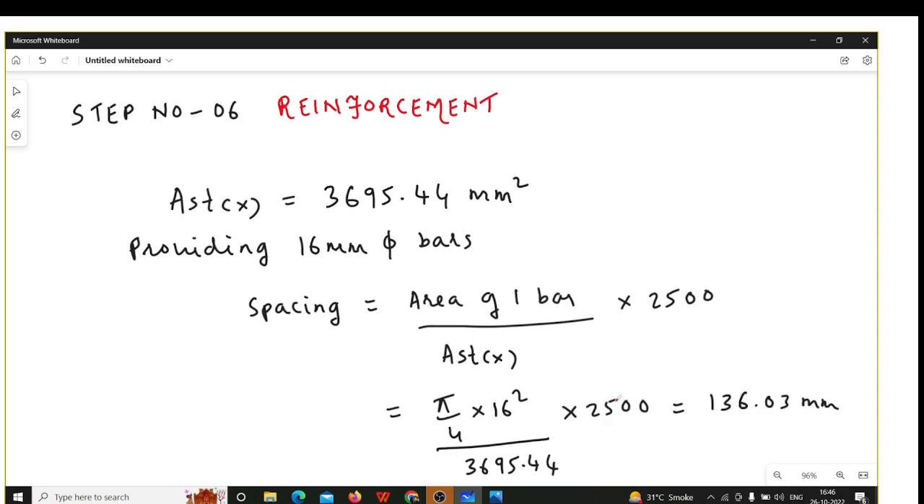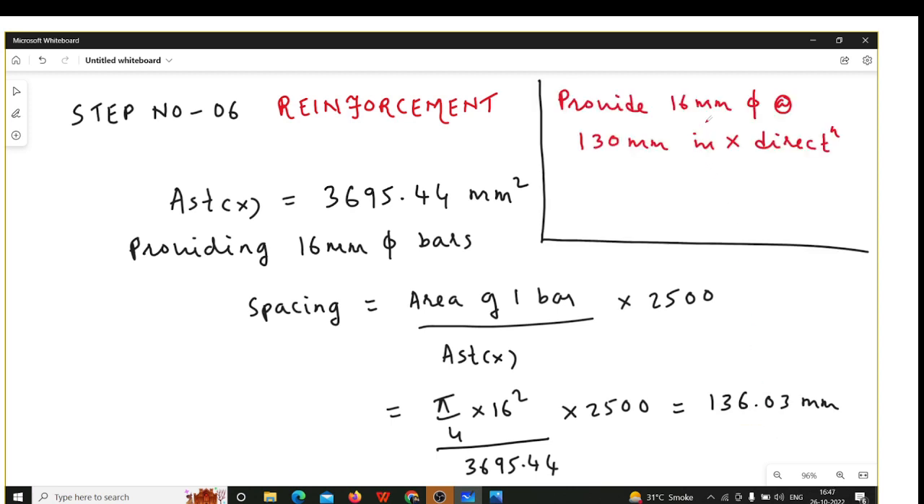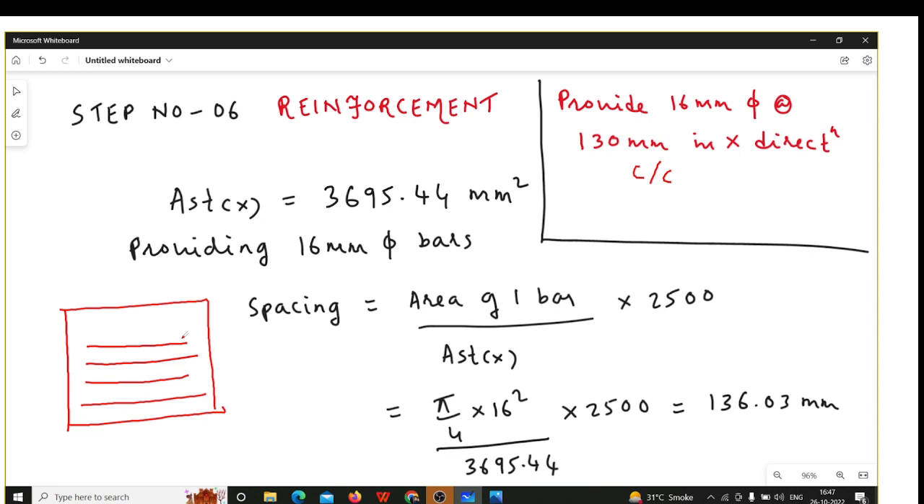After doing this calculation, this is the value that you are getting, but we cannot provide 136.03. We can provide less than this, not more than this. So you see, provide 16 mm diameter bar at the rate of 130 mm center to center distance between the bars in the x direction. This is the plan of the footing that you have, and you have calculated the reinforcement in the x direction. The center to center distance between these bars is 130 mm.